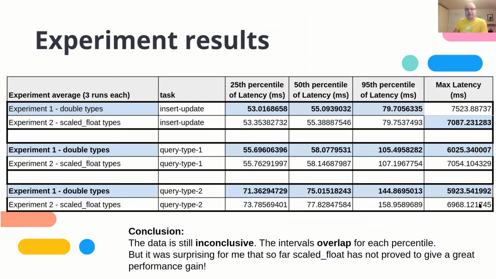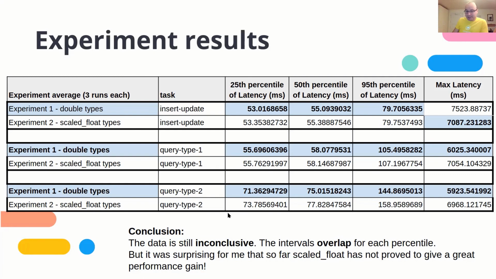But to summarize the data for you, what I did is a table where I took the average of the 3 runs for each experiment and put it according to which operation was run. For the insert update, we see that maybe experiment 1 is winning by a little bit. But you see that the difference between the latencies in each percentile is not that much. Only here in the max latency you see a big difference. And the same for the other query searches.